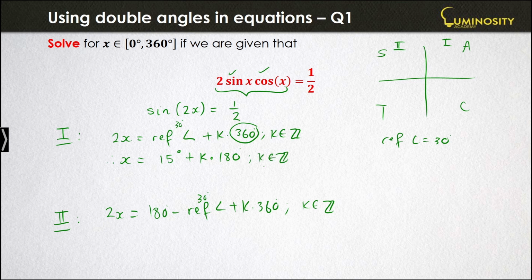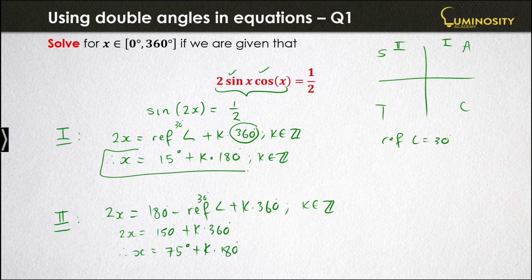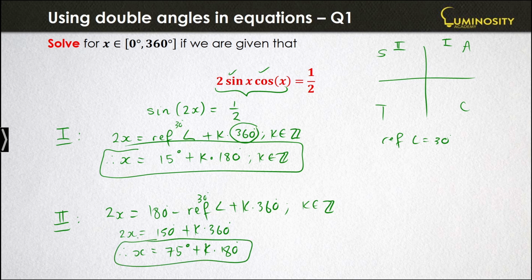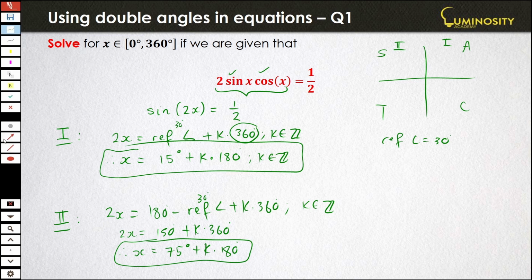Then for the second quadrant, 180 minus 30 is 150 degrees, plus k times 360. Then if I divide both sides by 2, I get 75 degrees, plus k times 180 degrees, where k is an integer. So these are the general solutions for this trigonometric equation. Now we need to test the k values and check which ones satisfy the original equation.